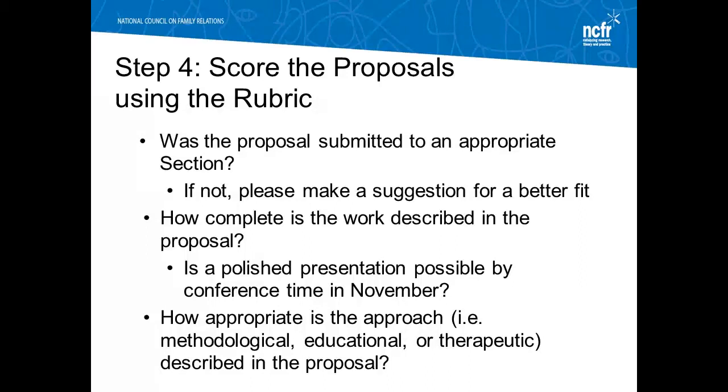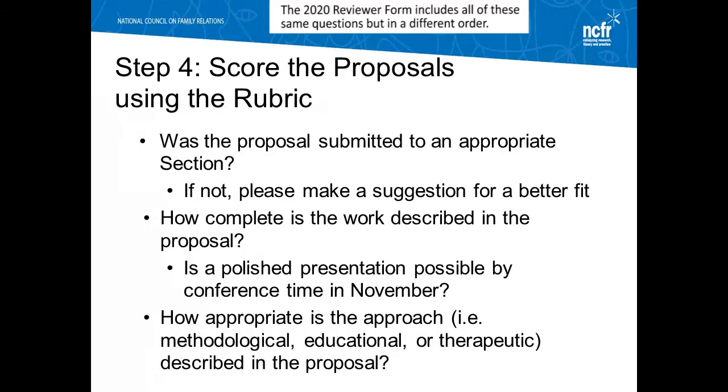So it is not your choice where the best section is, but just to make sure that it's a good enough fit. If you determine that it is not a good fit for the section to which it has been submitted, then you will be asked to make a suggestion with a pull-down menu of the section that you think would be a better fit.